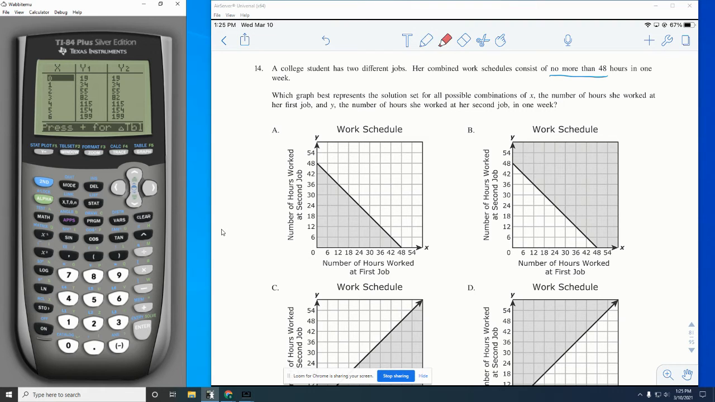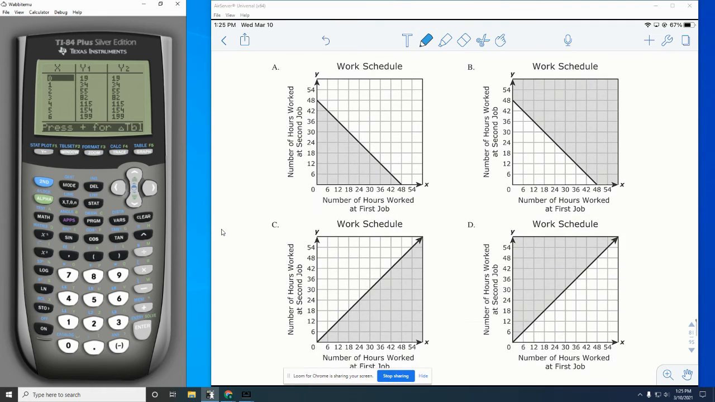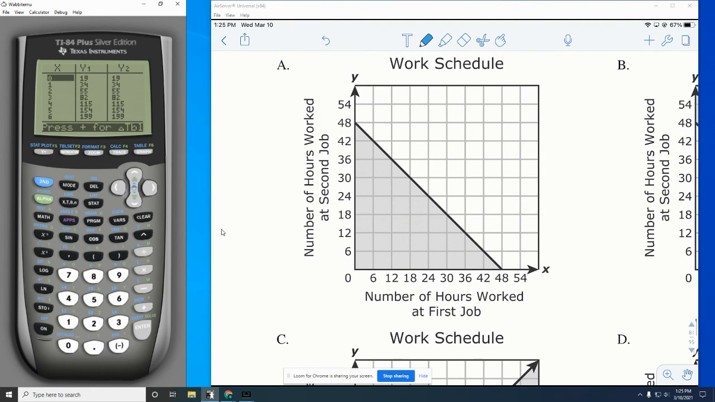Now remember, key thing here, she is not working more than 48 hours in 1 week. That's at both jobs. So graph A is saying if she works 48 hours at the second job, she would work 0 hours at the first, which would make sense because that would be a total of 48 hours. Or if she works all 48 at the first, she will work none of the second. That makes sense.